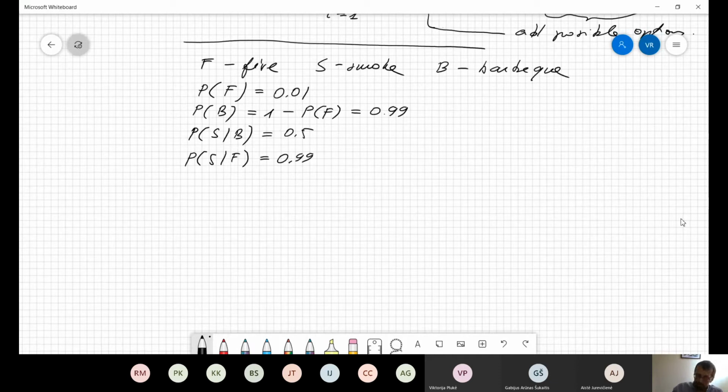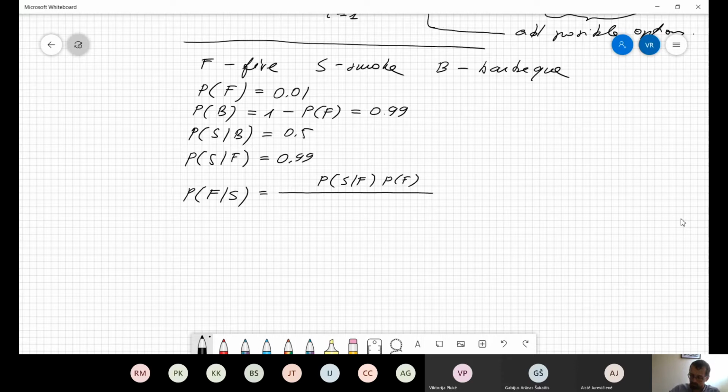Okay, so let's now calculate the posterior probability of fire given smoke. Basically, if you observe smoke somewhere, what's the probability of a fire there, right? So let's calculate it. The calculation is made, again following the Bayes rule, with the probability of smoke given fire, and the probability of fire, right?